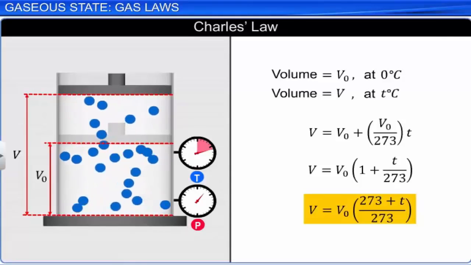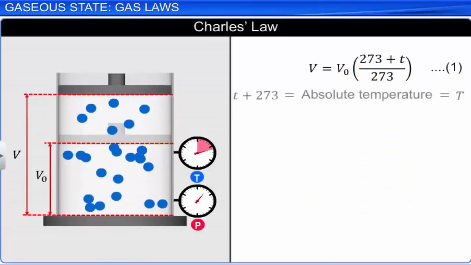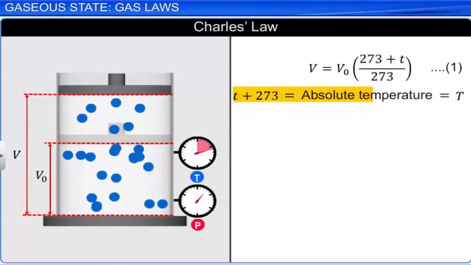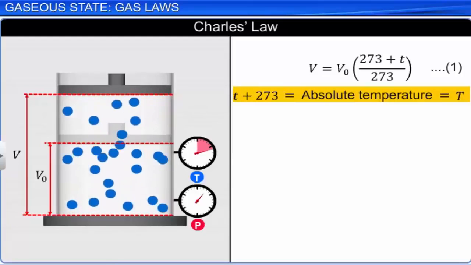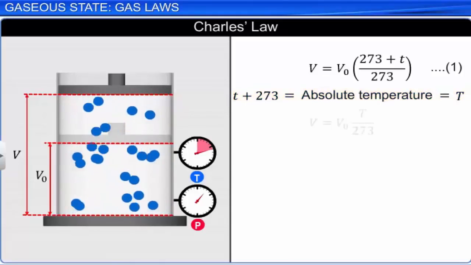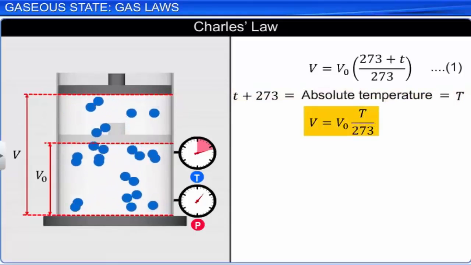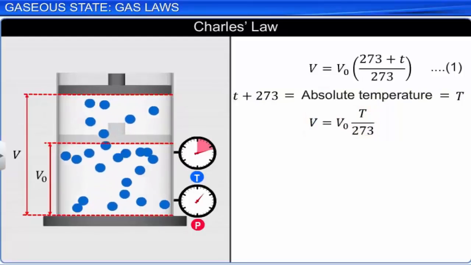We know that T plus 273 is nothing but absolute temperature in Kelvin scale. Writing T plus 273 as T, we get V is equal to V0 into T divided by 273. But for a given mass of a gas, V0 by 273 is equal to constant. Therefore, V is equal to KT, where K is a constant. Remember, temperature T is in Kelvin scale.